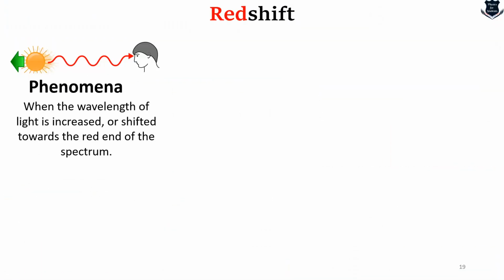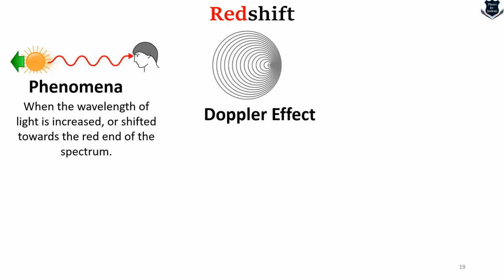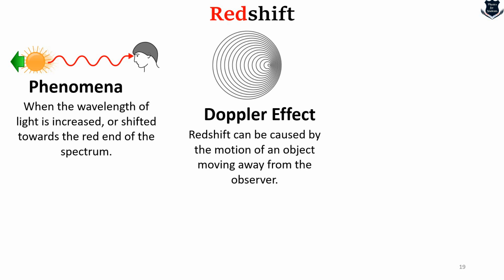The definition tells that it occurs when the wavelength of light, or say for example any other electromagnetic radiation from an object, is increased or shifted towards the red end of the spectrum. This means the light is stretched and it makes it appear redder. Yes, it undergoes a kind of Doppler effect, because redshift can be caused by the motion of an object moving away from the observer. This is similar to the way the pitch of a sound slowly lowers as the source moves away.